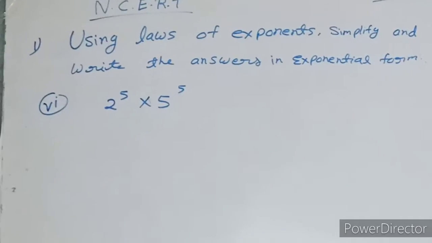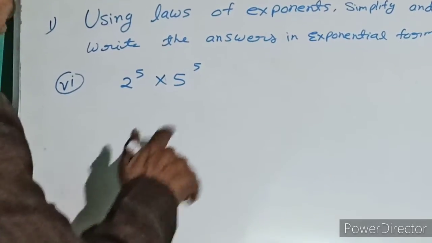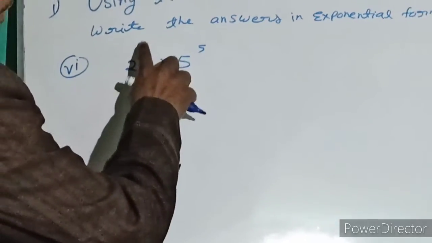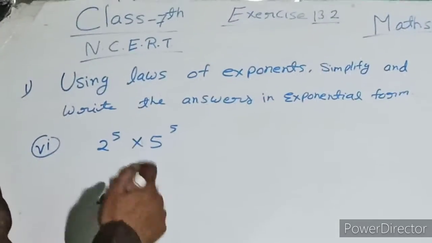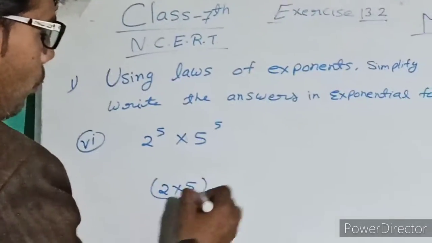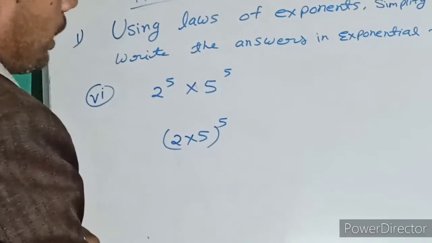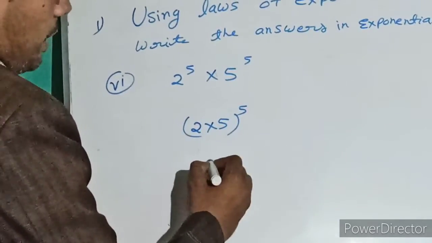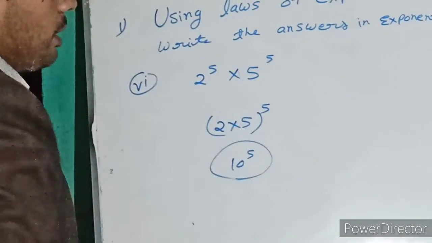Okay. Now look at question number 6. This question is a little different. In this question we have the power same but the bases are different. So we will do it like this: 2 into 5, and since the power is same we will write it one time, and 2 fives are 10, power is 5. So this is the answer of this question.